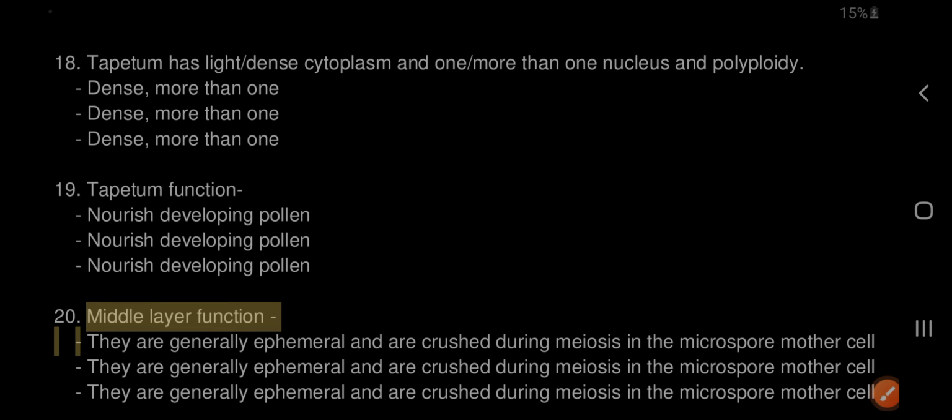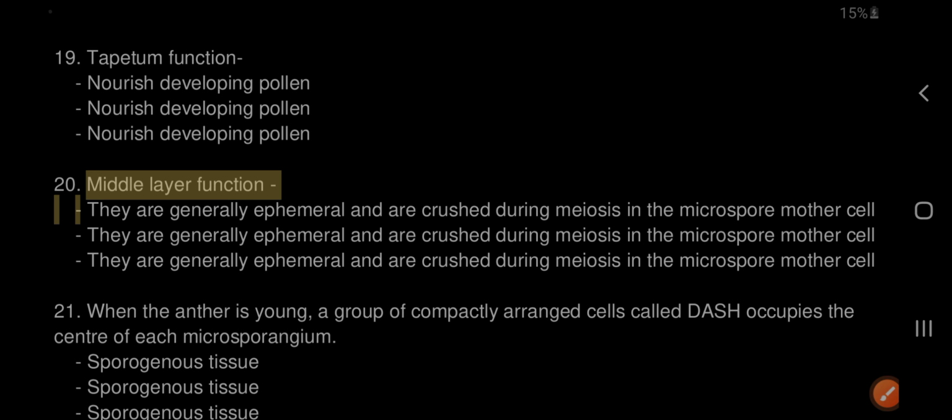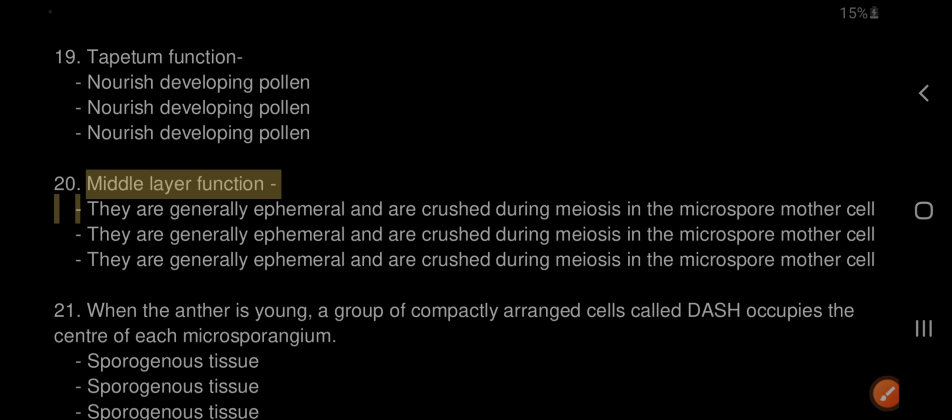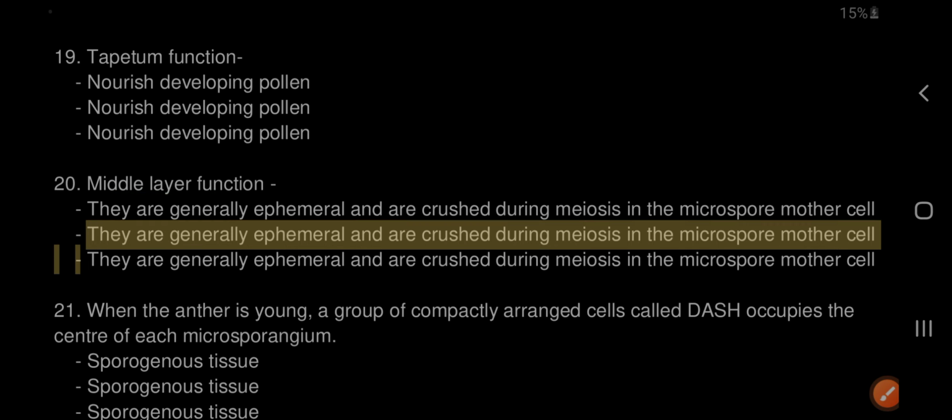20. Middle layer function: they are generally ephemeral and are crushed during meiosis in the microspore mother cell.